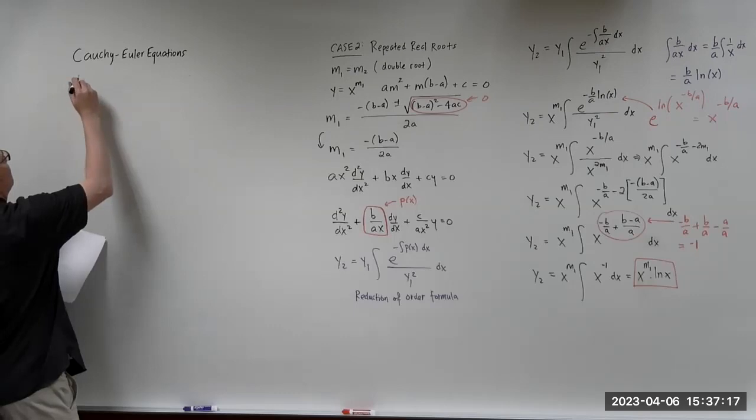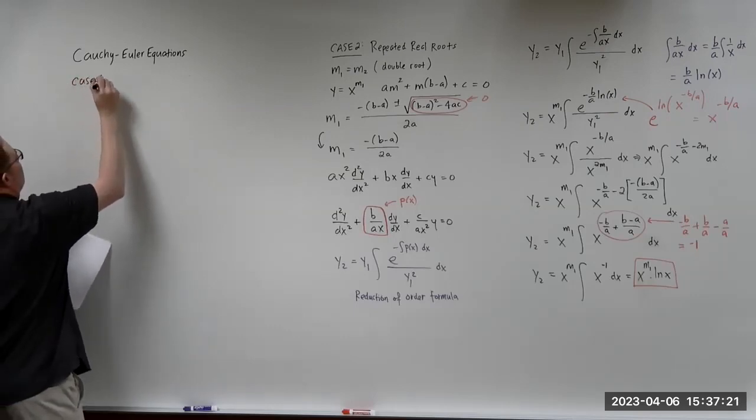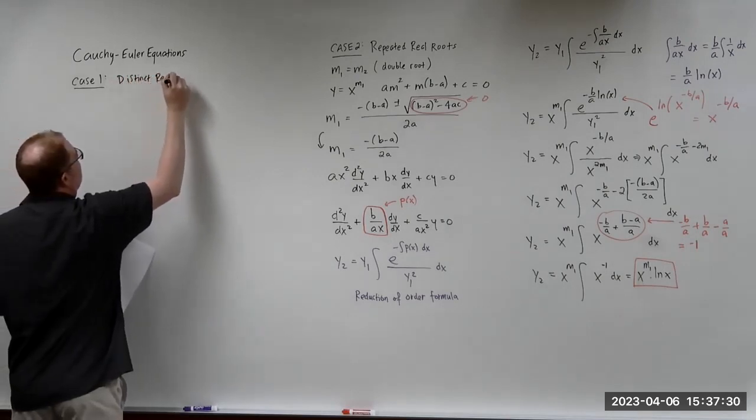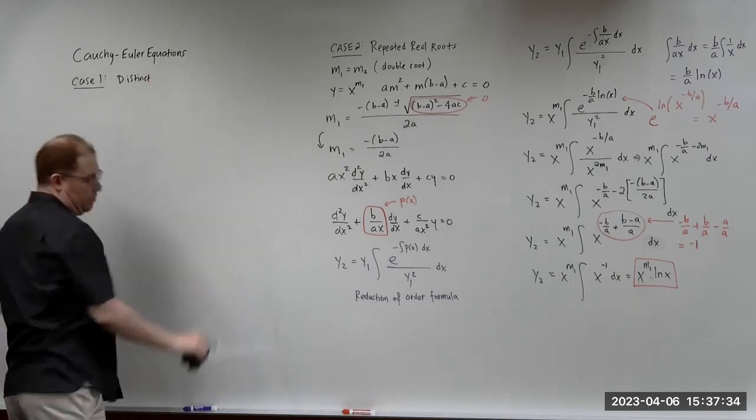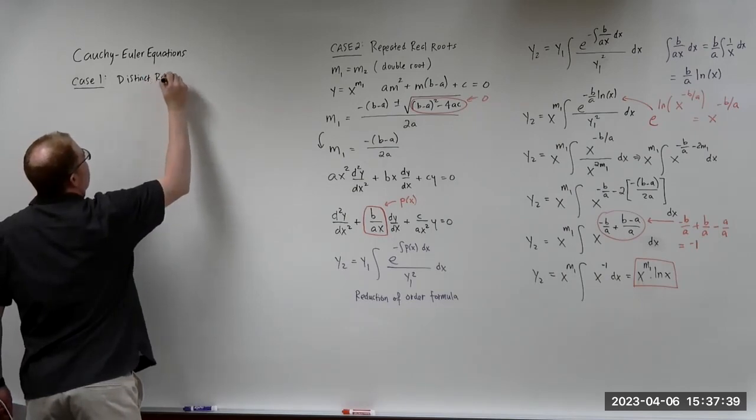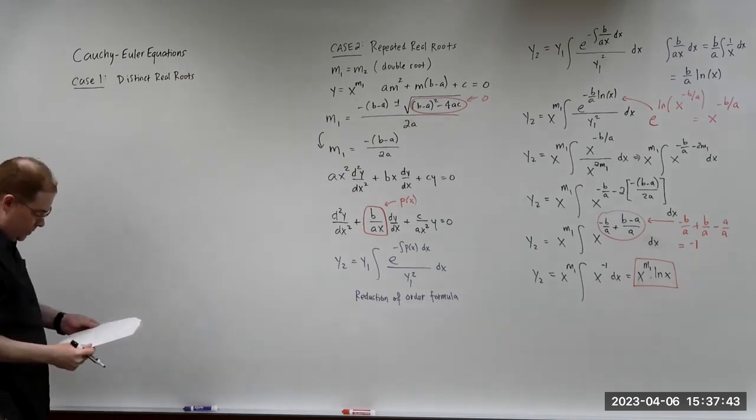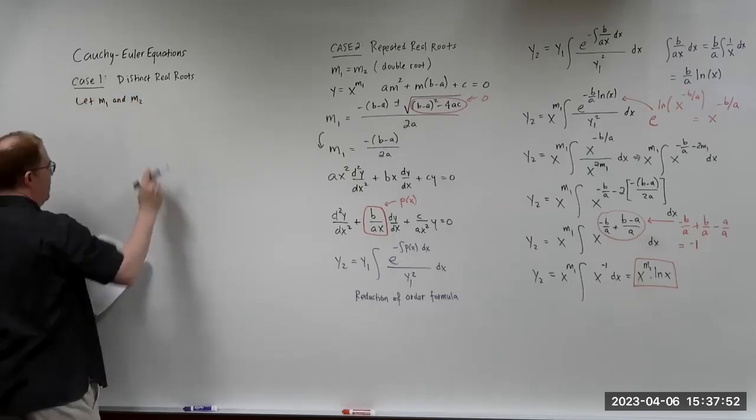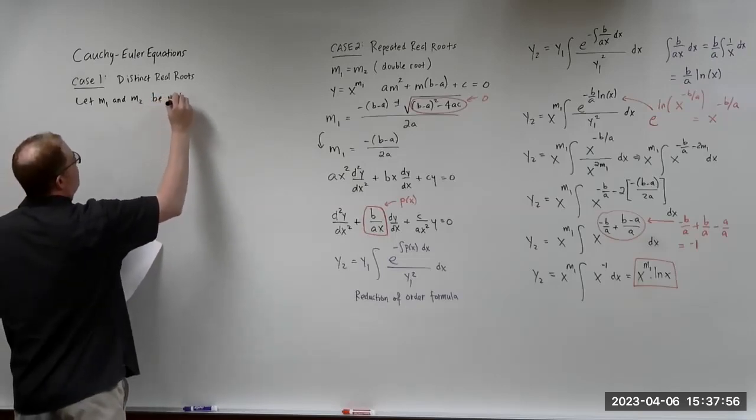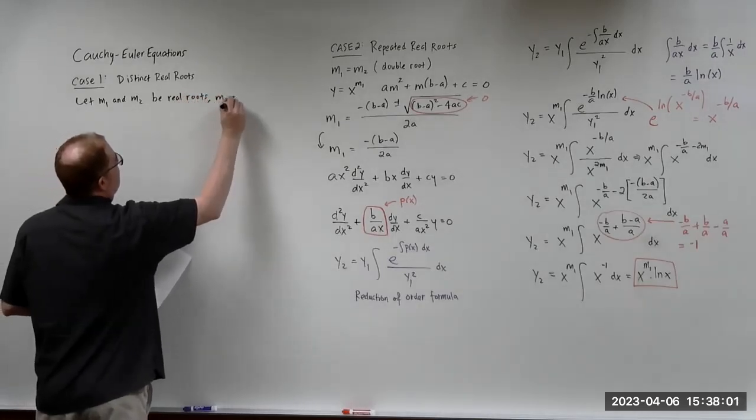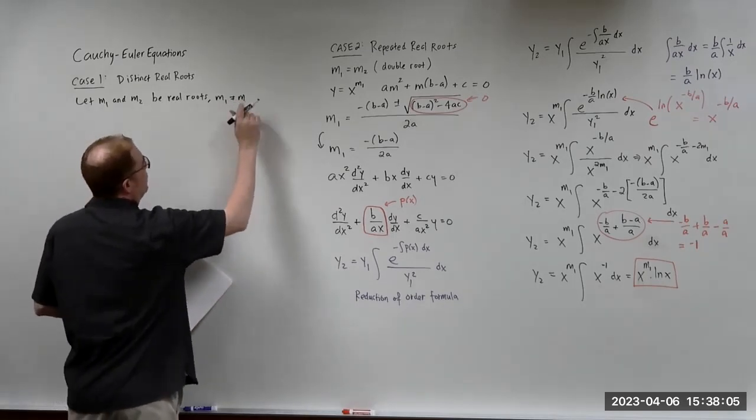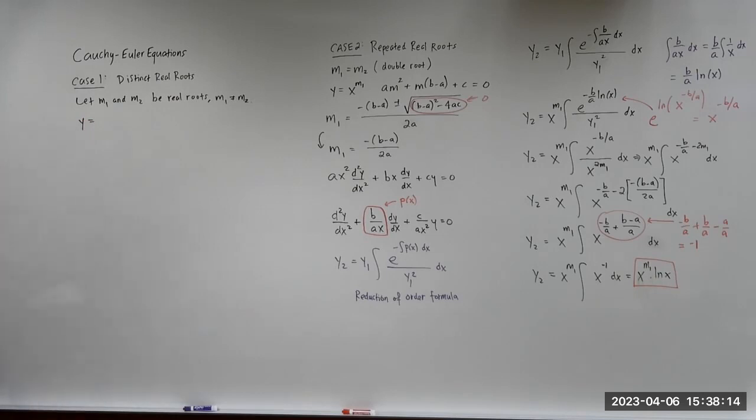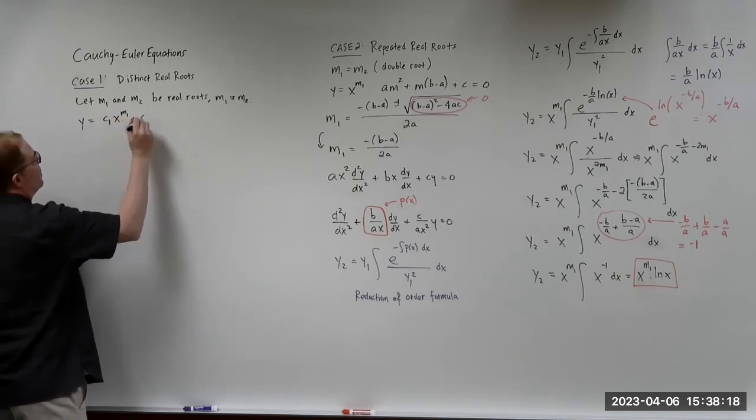So for case one, we have distinct real roots, where you have m1 and m2 as distinct roots, and they're real. Real distinct roots, right? And so therefore the solution is going to be y equals c1 times x to the power m1 plus c2 times x to the power m2.